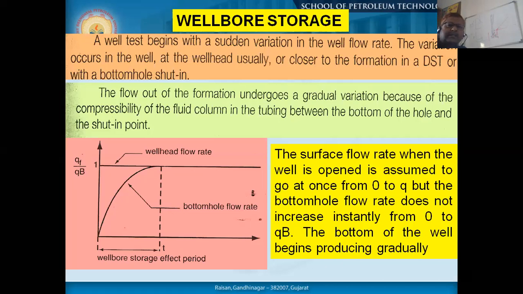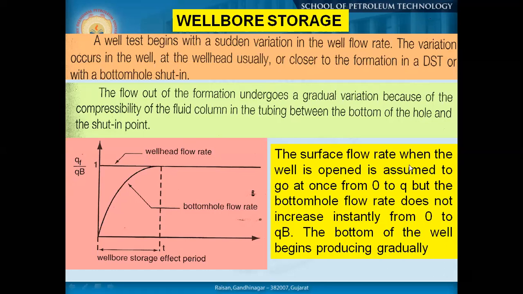This variation occurs in the well, usually at the wellhead, or closer to the formation in a DST with a bottom hole choke. So what you can immediately see is the production value. This Qt by Qb is a reservoir volume. You can see that right from the near area it is completely affected, but the wellhead flow rate does not affect the sand phase away from it.